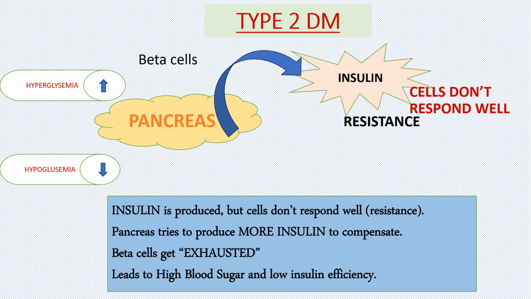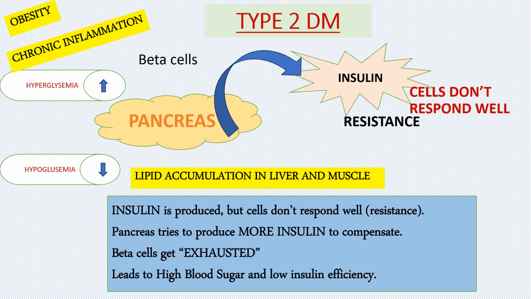There is resistance. Now, the pancreas will try to produce more and more insulin to compensate, but eventually the beta cells get exhausted, leading to high blood sugar level and low insulin efficiency. Now, what happens if high blood sugar level persists? This can cause further damage to the beta cells, and we term this one as glucotoxicity, and there is increase in insulin resistance.